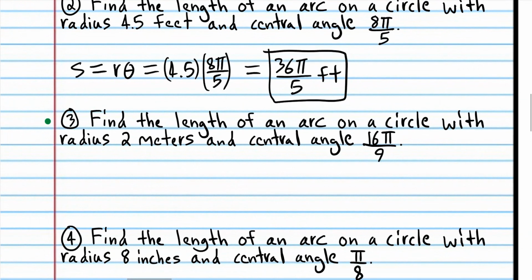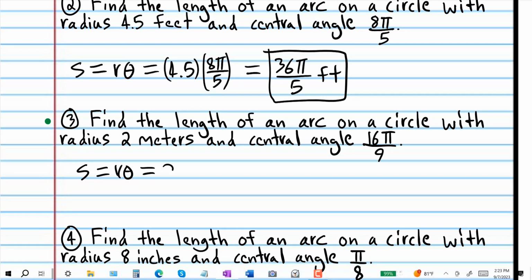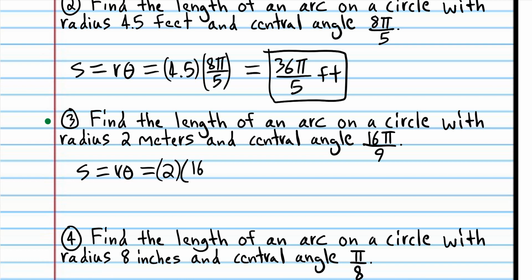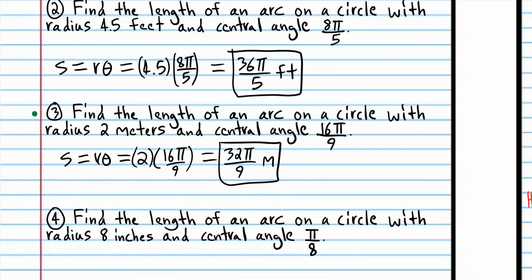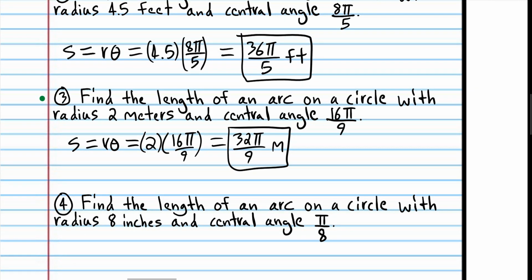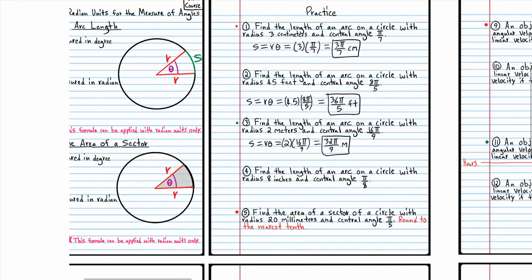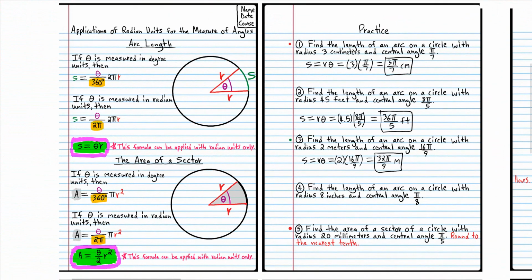Okay, we're back. So the radius is 2 meters, and theta is 16 pi over 9. So we get 32 pi over 9 meters. So if you got that one right, excellent. Okay, go ahead and try number 4, and when you come back, we'll do it together.